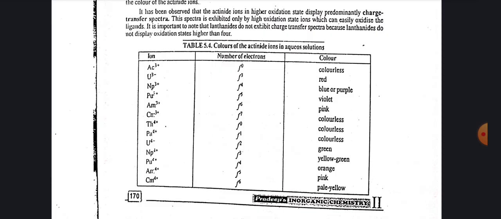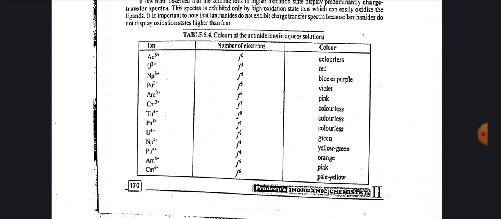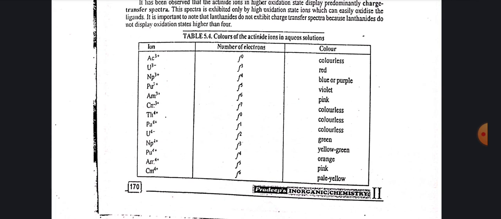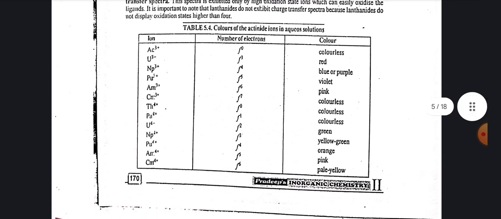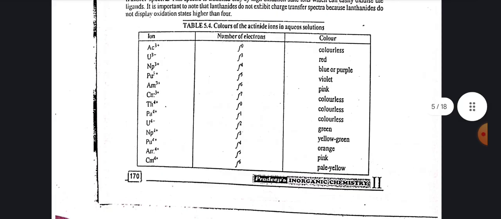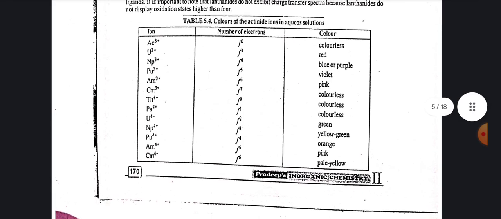It has been observed that the actinide ions in higher oxidation states display predominantly charge transfer spectra. The spectra is exhibited only by high oxidation state ions which can easily oxidize the ligands. It is important to note that the lanthanides do not exhibit charge transfer spectra because lanthanides do not display oxidation states higher than 4.